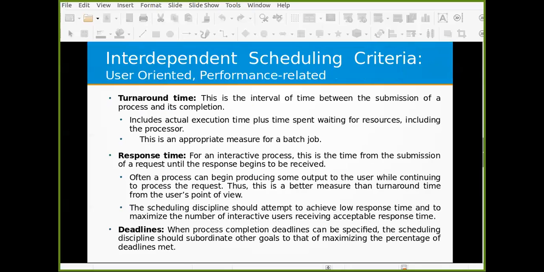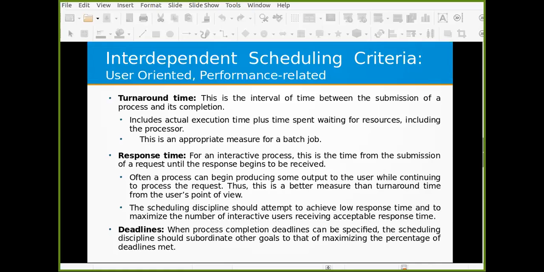So now let us discuss some interdependent scheduling criteria. We have seen two different categorizations of these criteria: one is user versus system, another is performance versus non-performance. But now let's discuss some criteria which are interdependent, like criteria which are user oriented as well as performance related. These are the three such criteria.